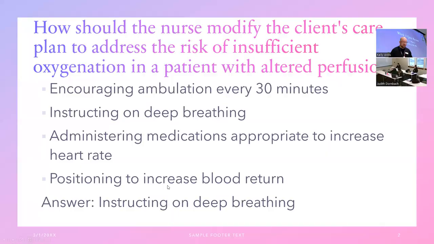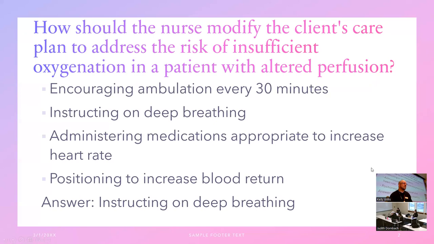So the first one is, how should the nurse modify the client's care plan to address the risk of insufficient oxygenation in a patient with altered perfusion? The choices were encourage ambulation every 30 minutes. Probably not all that realistic. Instructing on deep breathing, we'll hold off on that one. Administering medications appropriate to increase heart rate, don't really want to do that. Positioning to increase blood return. And the correct answer is instructing on deep breathing. Because if you are going to take some deep breaths in, you're going to get more oxygen and then expel that CO2. So that'll help with perfusion overall.